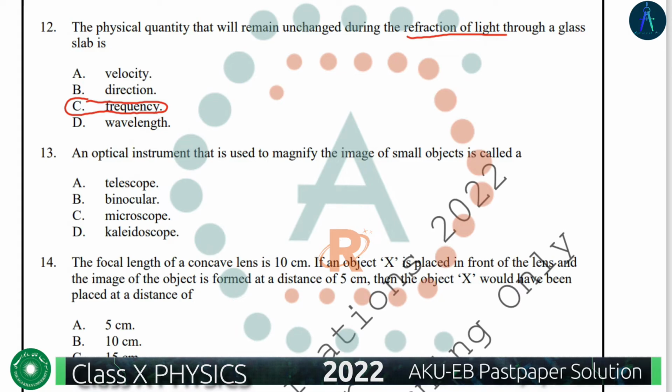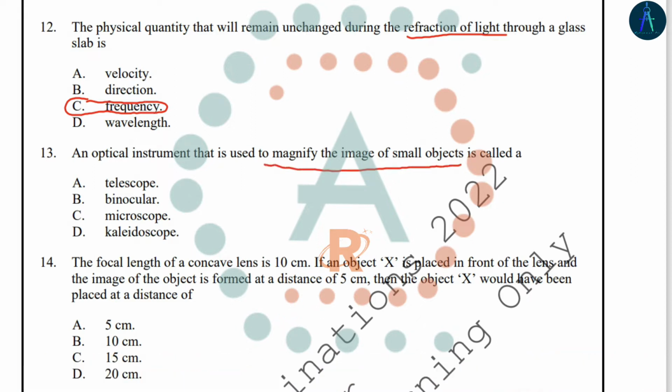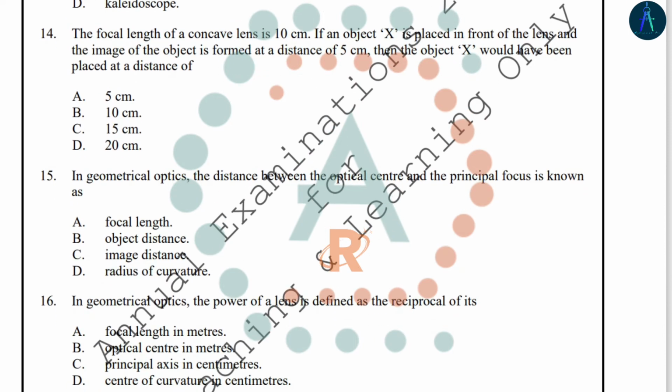Then we have question number 13. An optical instrument that is used to magnify the image of small objects is known as the microscope. Option C is the right answer.